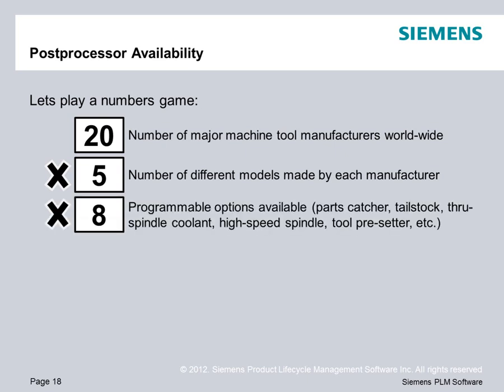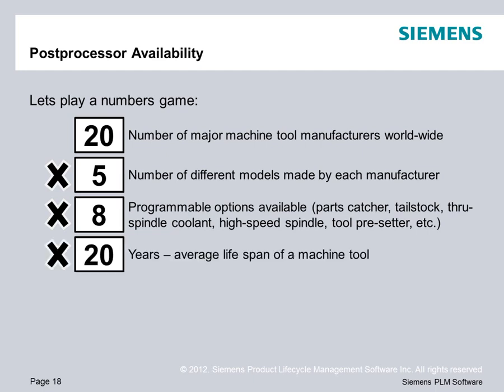Furthermore, let's say that each of those 5 machine tool models that they sell has 8 programmable options. So maybe it's a parts catcher or a tailstock, maybe it's a high-speed spindle, maybe it's vibration detection. There's all kinds of different options that machine tool manufacturers sell, and they have value. So let's say that there's 8 of those. And now let's say that the average lifespan of a machine tool is 20 years. Some last longer, some don't last as long. Well, we'll say that the average is 20 years.